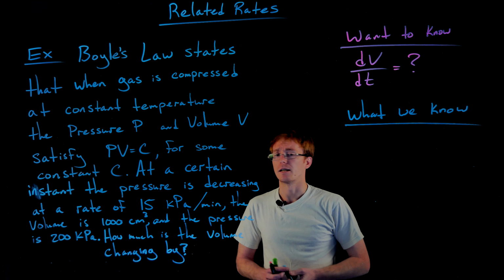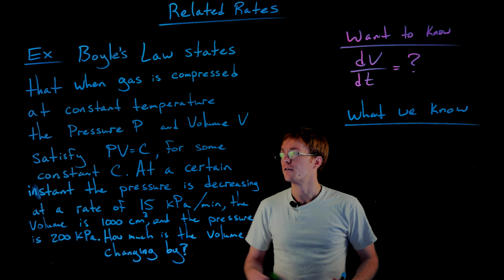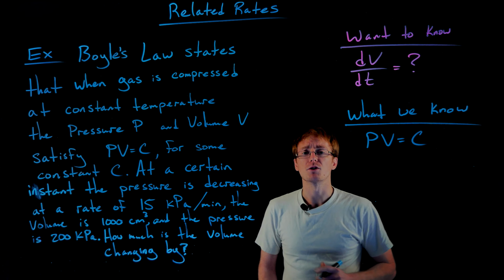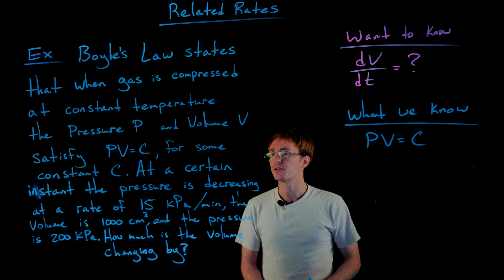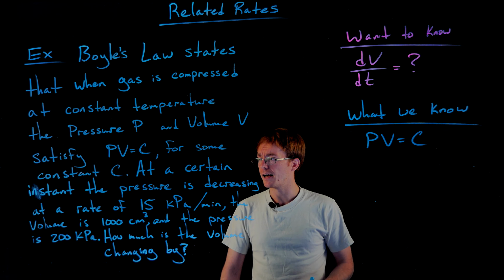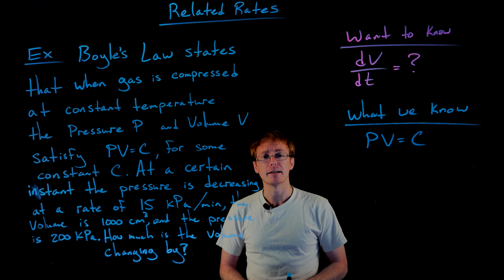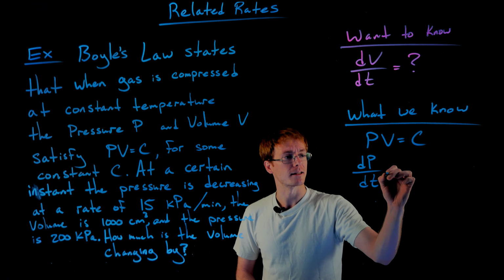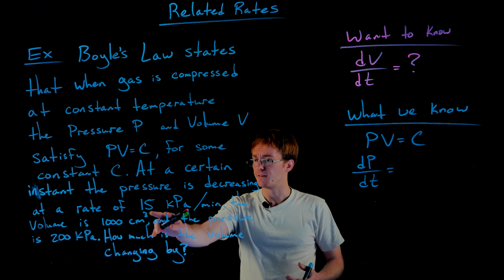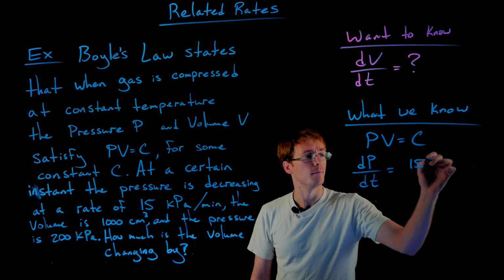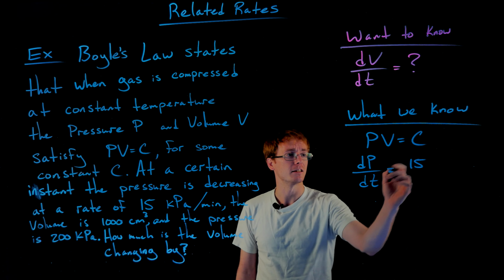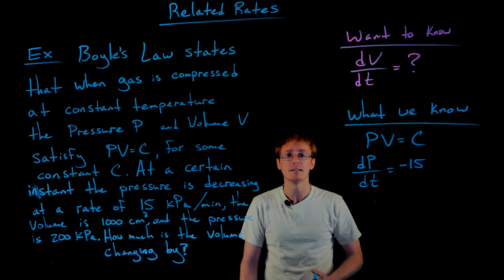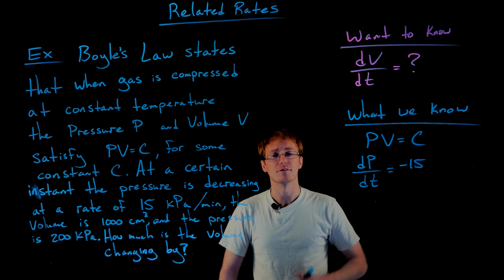All right, so there are quite a few things we're told that we now know about this situation. First off, we're told that the product of pressure and volume is always equal to some constant. That's what Boyle's law tells us. And we're also told at a particular moment in time, the pressure is decreasing at a rate of 15 kilopascals. So that's the rate of change of the pressure with respect to time, and that quantity is 15. But since we are decreasing the pressure, the derivative needs to be negative, and our value for the derivative needs to reflect that. So if we had dP/dt as positive 15, it would probably give us the incorrect answer.